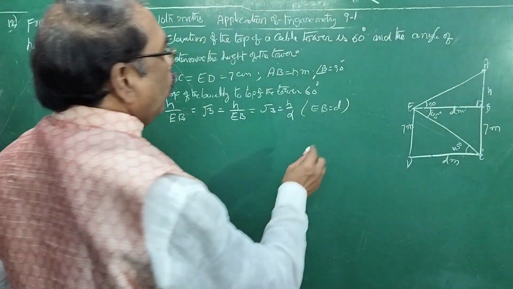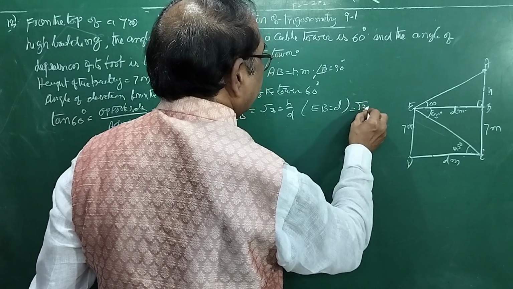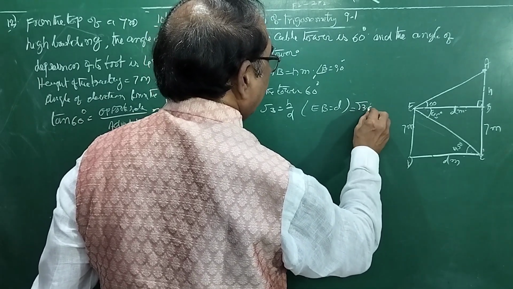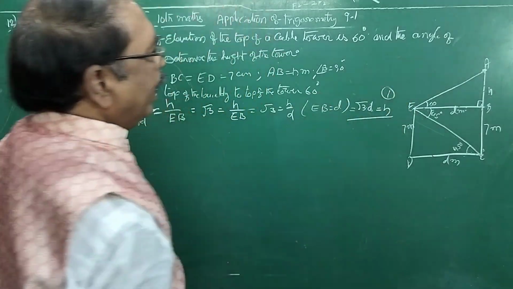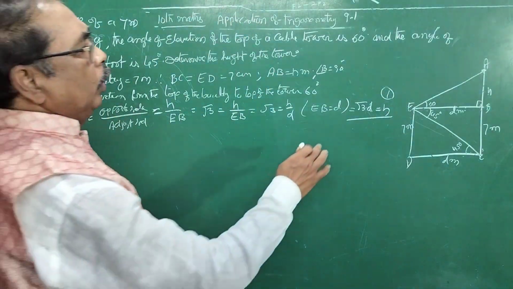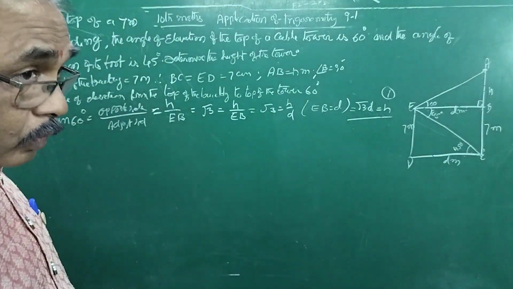Alright. Now we have to do cross multiplication. Root 3 into D is equal to H. Yes, one equation: H is equal to root 3 D. We have written that. Yes, another one.